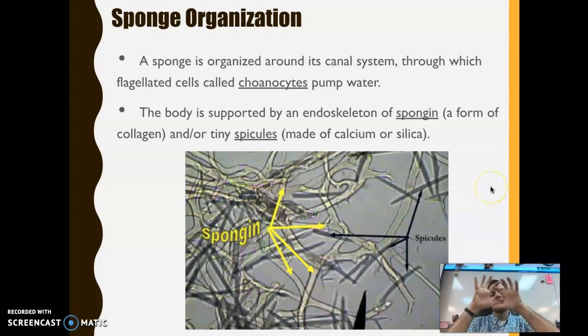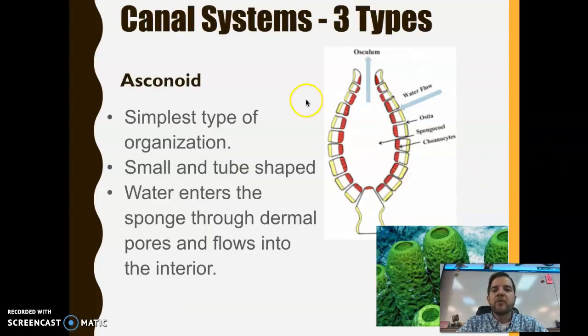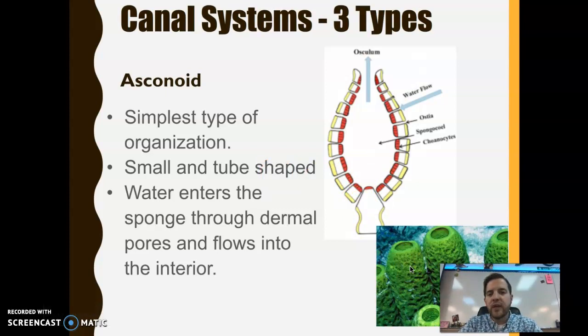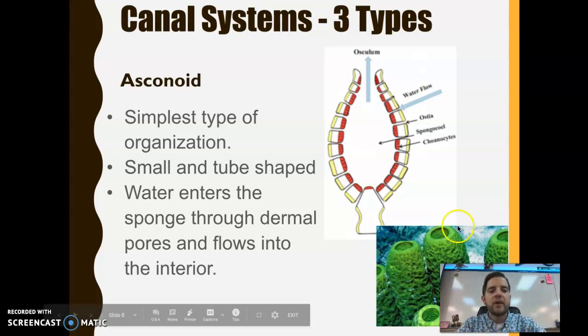So it's essentially kind of a spongin skeleton with spicules that hold it up like scaffolding. It's just kind of a shell of spongin, and then those spicules are just giving it extra support. So there's three types of canal systems in sponges. The first is asconoid. Asconoid is the simplest type. They are usually just tube-shaped sponges. Water enters through the dermal pores, through the ostia on the outside, flows into the interior, out the osculum on the top. So that's kind of your basic, typical type of sponge.